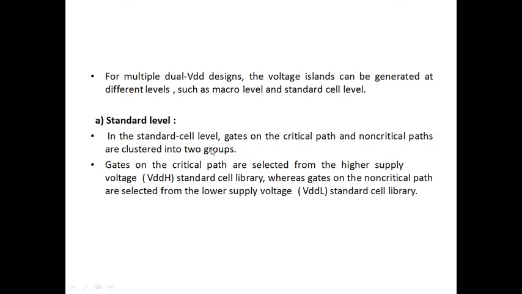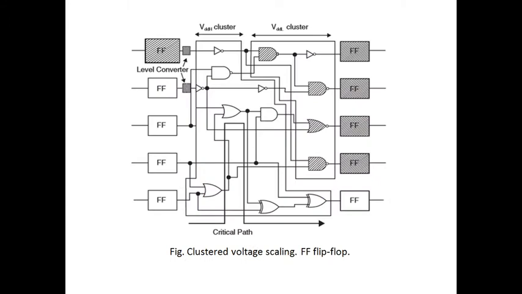We will see these clusters in the circuit diagram. The critical path is assigned the higher supply voltage, that is VDDH, and the non-critical path is assigned the lower supply voltage, that is VDDL. We already discussed this. The higher VDD is VDDH and the lower VDD is VDDL. See this figure. This is the standard cell design, or cluster voltage scaling.